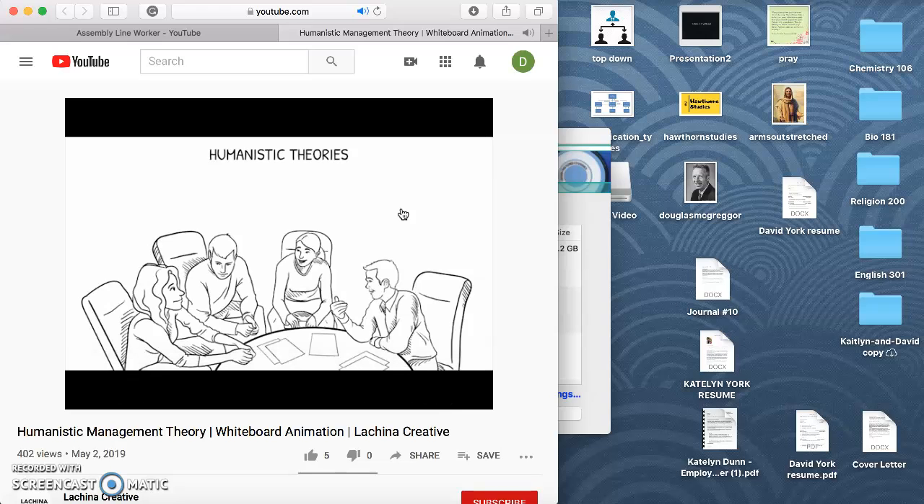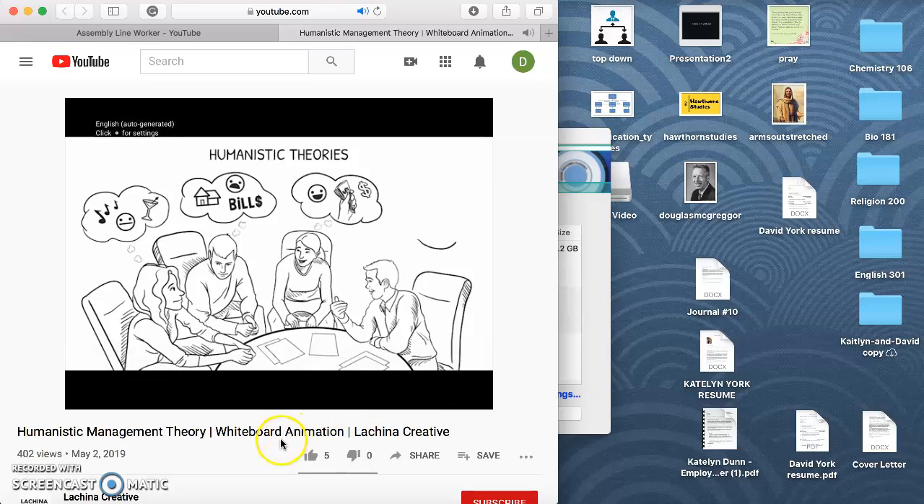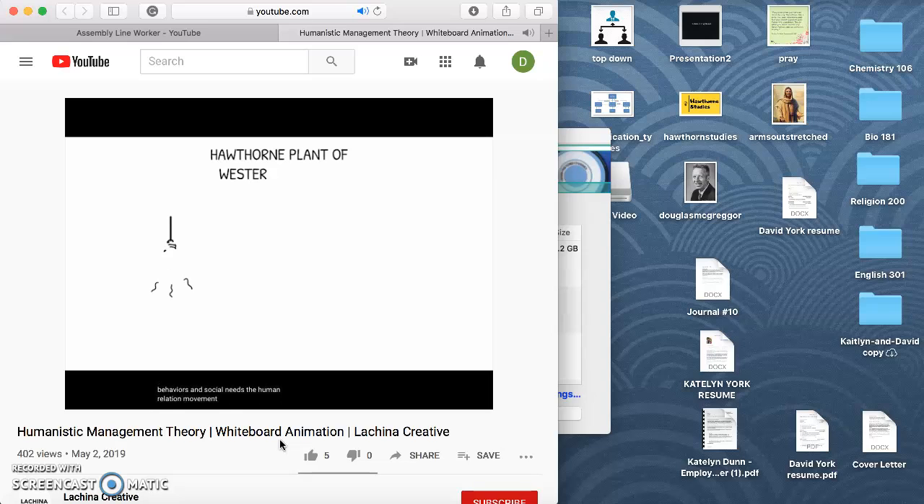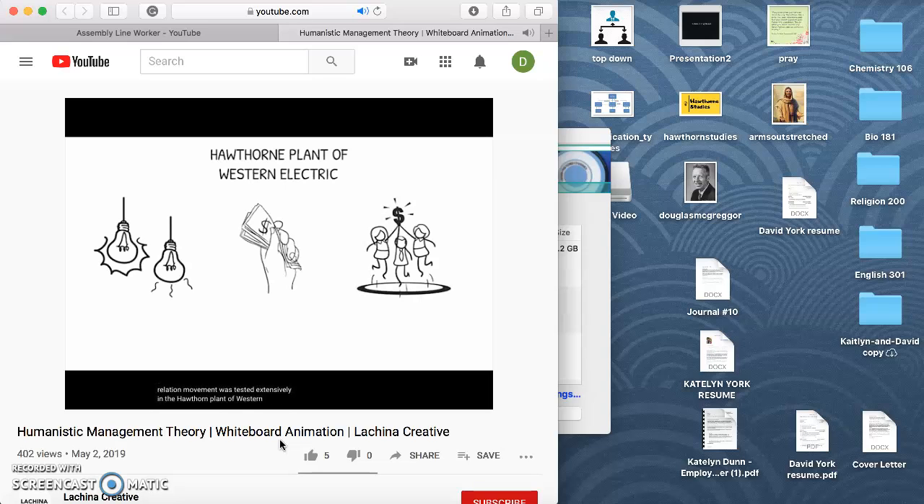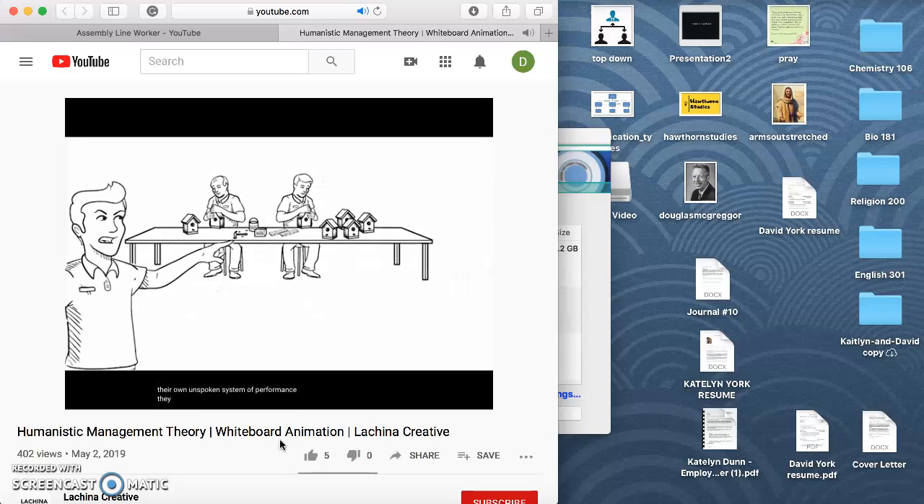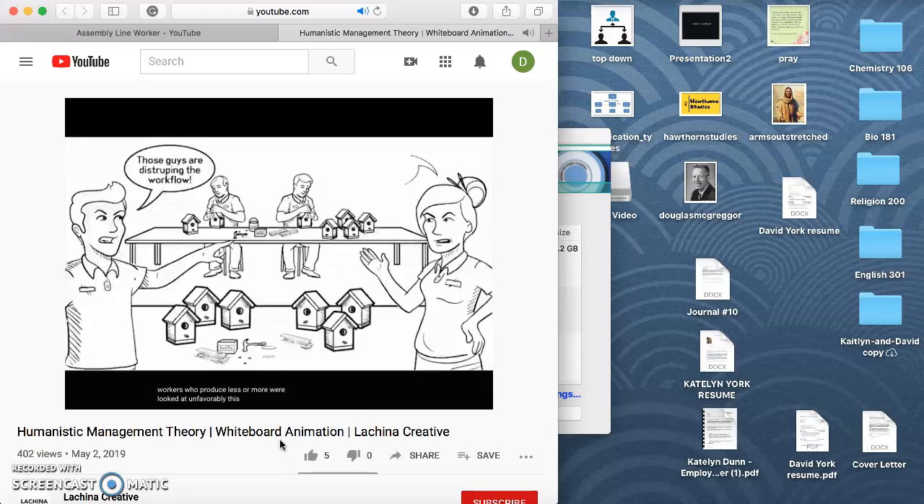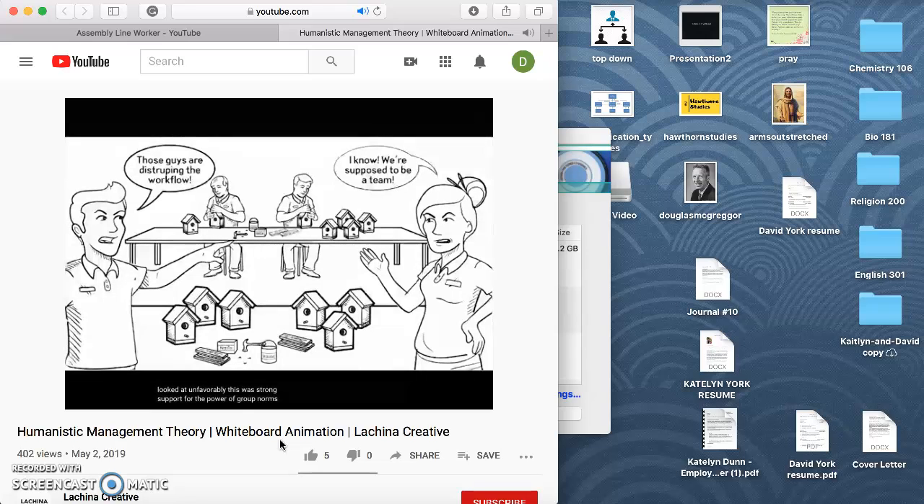In the mid-1900s, management theories changed as researchers focused on the workers. These theories were referred to as humanistic or behavioral because they considered the employees' attitudes, behaviors, and social needs. The human relation movement was tested extensively in the Hawthorne plant of Western Electric, where worker productivity was tested over a variety of changing conditions, including lighting changes, pay incentives, and group pay incentives. Researchers found that workers developed their own unspoken system of performance. They set a productivity level and workers who produced less or more were looked at unfavorably. This was strong support for the power of group norms.